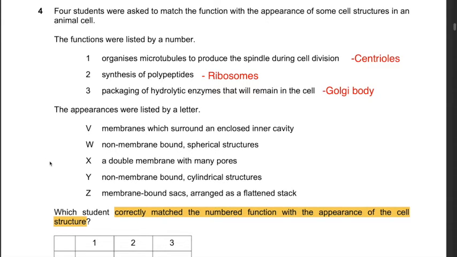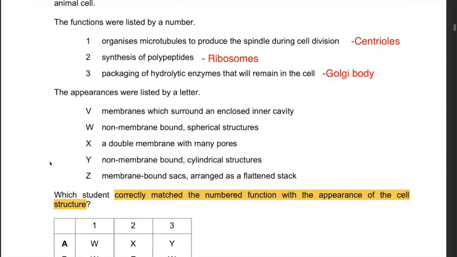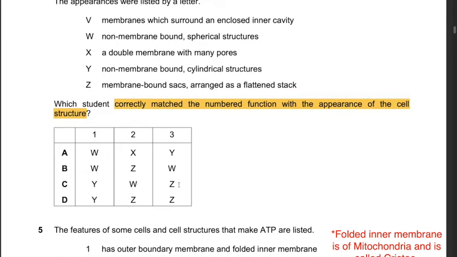Now in this question, we have to match the function with the correct appearance. So function 1 is nothing but centrioles, as it organizes microtubules to produce a spindle during cell division. Function 2 is ribosomes, and function 3 is the Golgi body, as the Golgi body produces lysosomes. Therefore, if we match the correct appearance, 1 would be non-membrane bound cylindrical structures, which is Y, 2 would be non-membrane bound spherical structures, which is letter W, and 3 would be membrane bound sacs arranged as a flattened stack, which is Z. Therefore, the answer is C.